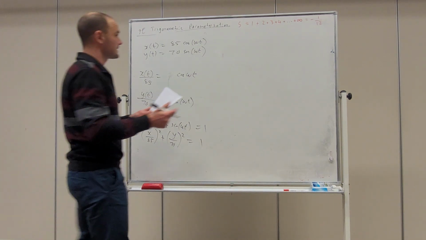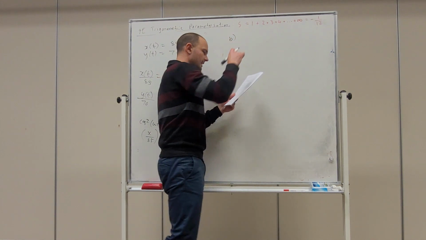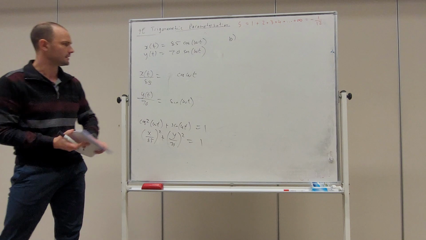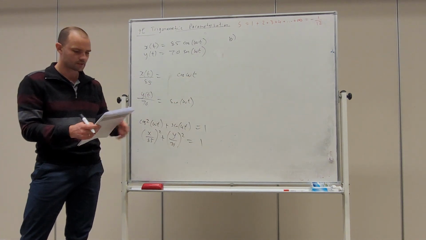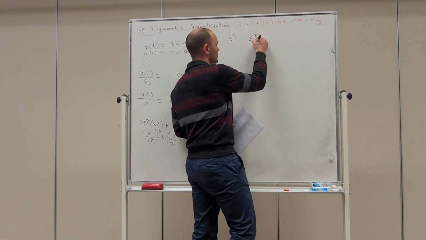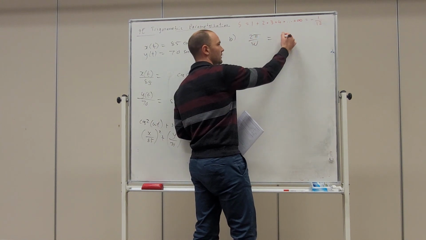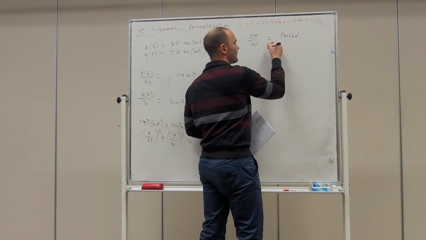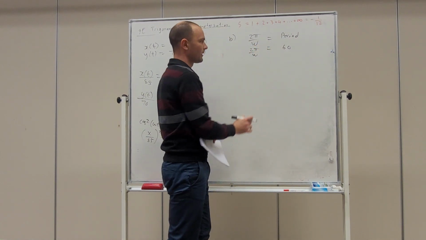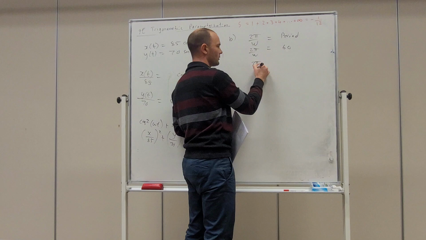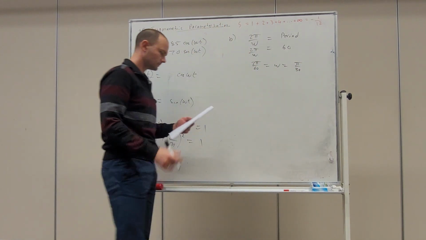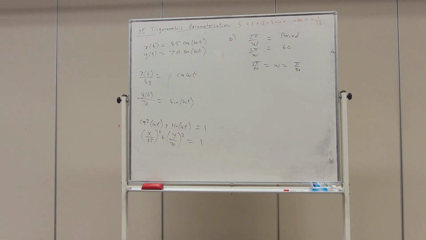Part B, given that it takes the footballer 60 seconds to run a whole lap, determine the value of w. Just from the previous page, we have 2 pi on w is equal to the period. Now we're told we have a period of 60 seconds, so 2 pi on w equals 60. Solving for w, w is 2 pi on 60, which is the same as pi on 30. That's part B.